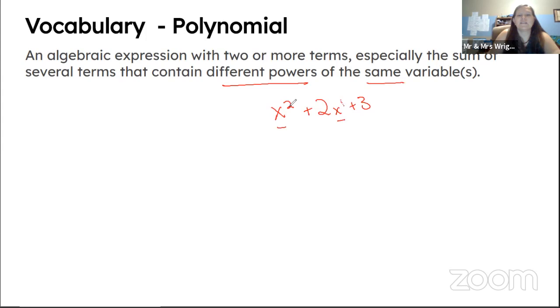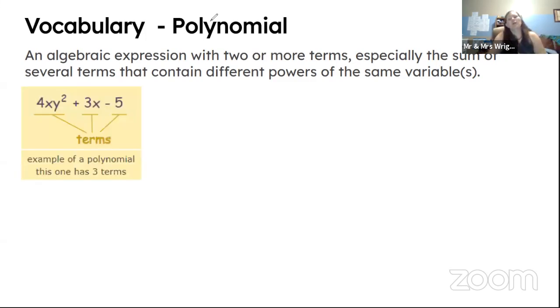So this is x to the second power, or more commonly known as x squared. This is x to the power of 1, or x to the first power, okay? And there's no variable with this one. So this is going to be the format that you're going to see the most with polynomials.